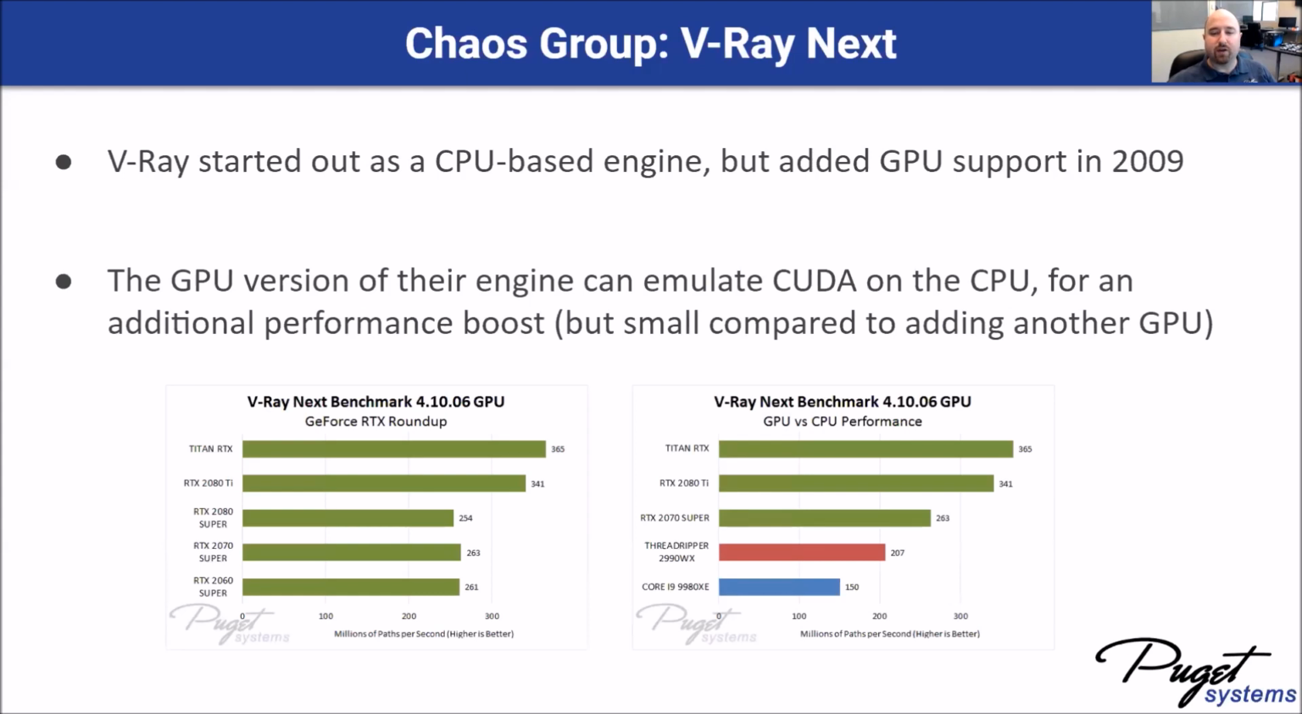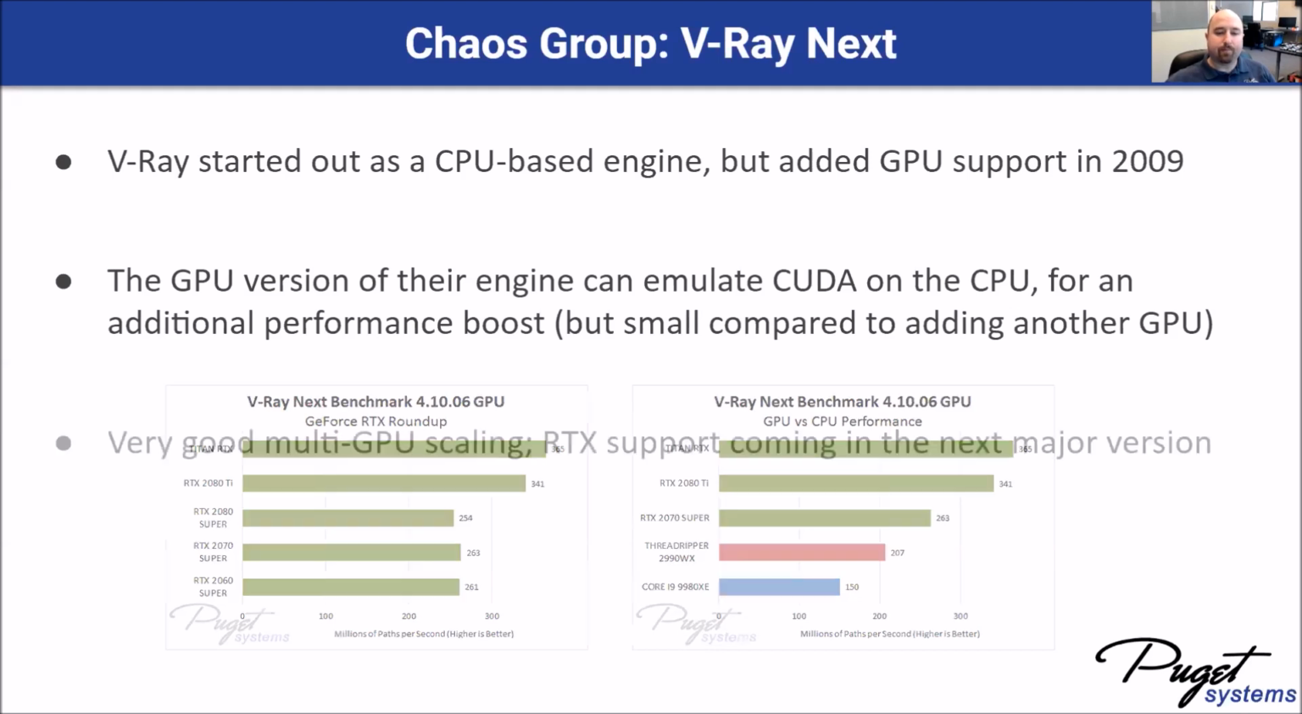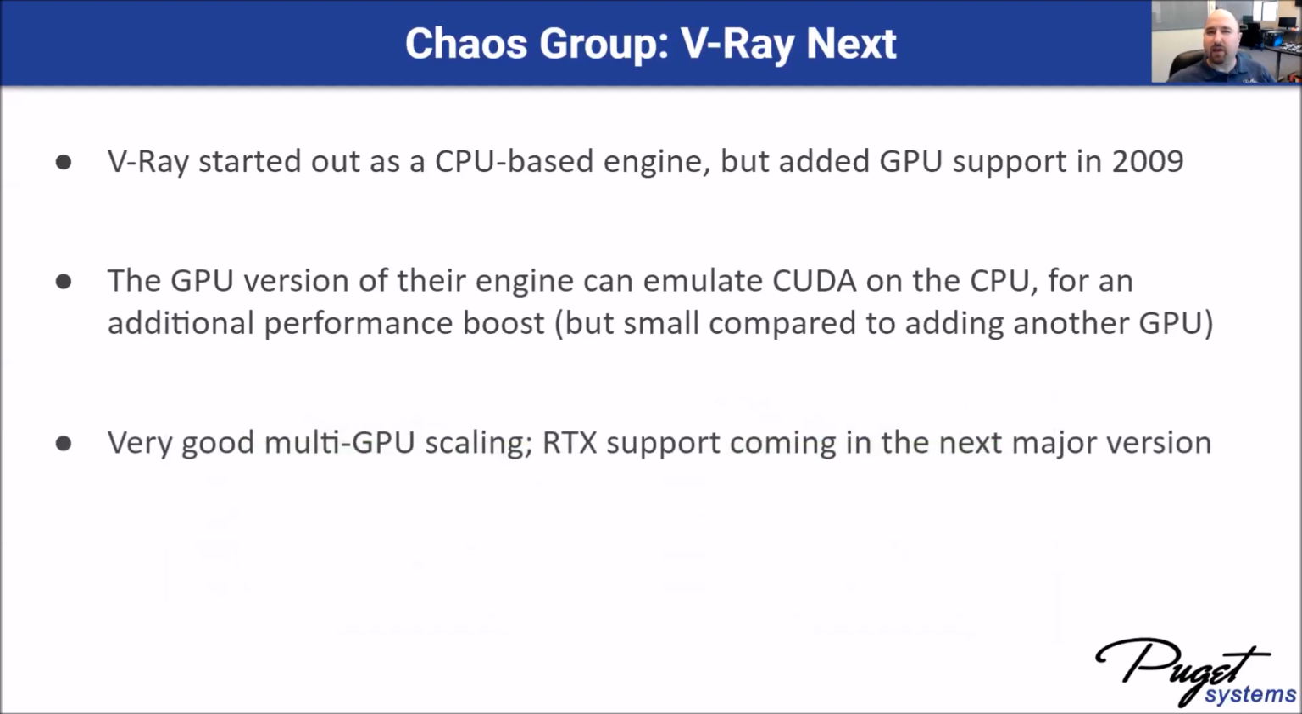I included graphs here showing on the right-hand side that you don't gain a whole lot. Even a high-end CPU like Threadripper or a Core i9 isn't as fast as a moderately high-end video card like the RTX 2070 Super, but getting a decent performance boost like that, that's half the speed of another video card, for free, no additional cost to you if you've already got the CPU in your system, isn't a bad way to go. It's also very good at multi-GPU scaling, again, more on par with Octane in terms of just about perfect scaling. And again, like all the others, RTX support is coming in the next major version.